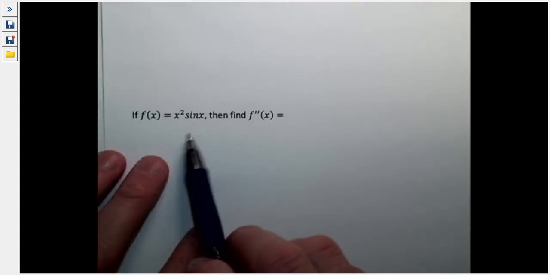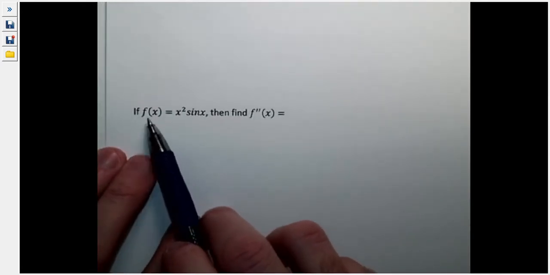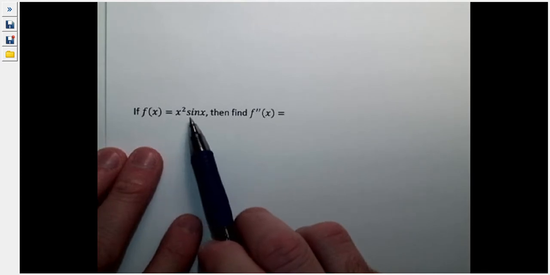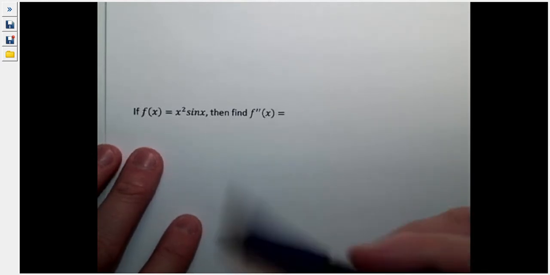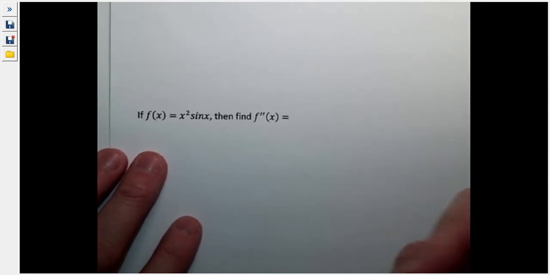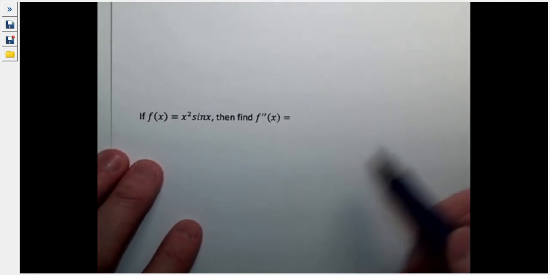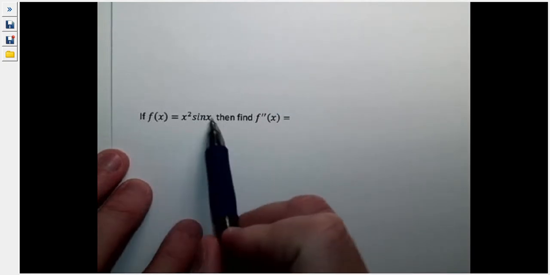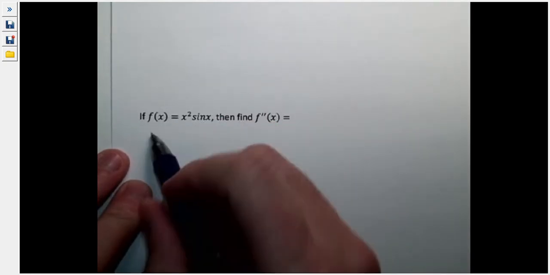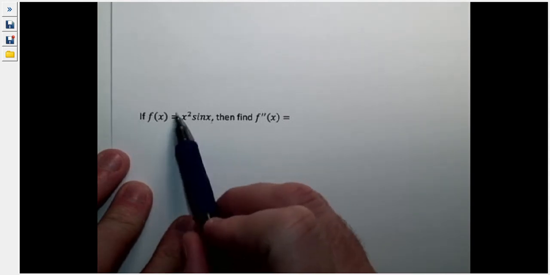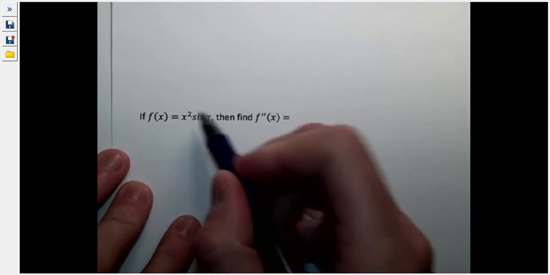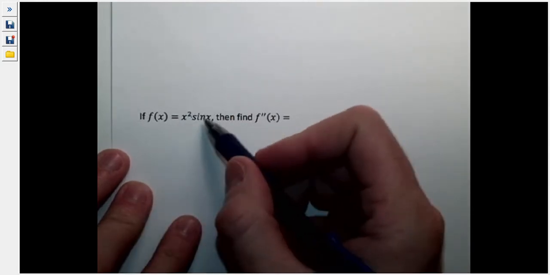Now, here's another example. If f of x equals x squared sine x, then find f double prime of x. So again, it's asking me to find the second derivative. Well, again, to find the second derivative, I need to first find the first derivative. So in this example, the main rule I'm going to be using is product rule, because I have x squared times sine x. I don't need to rewrite, so I can go ahead and just take the derivative.